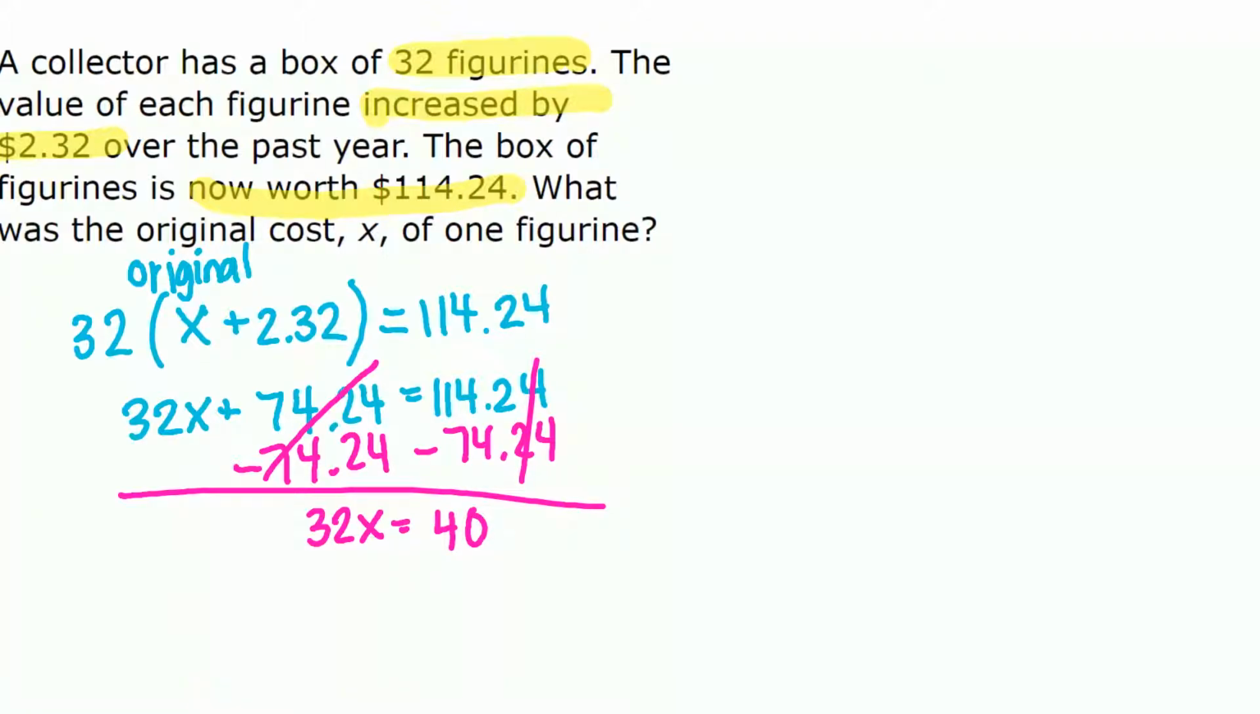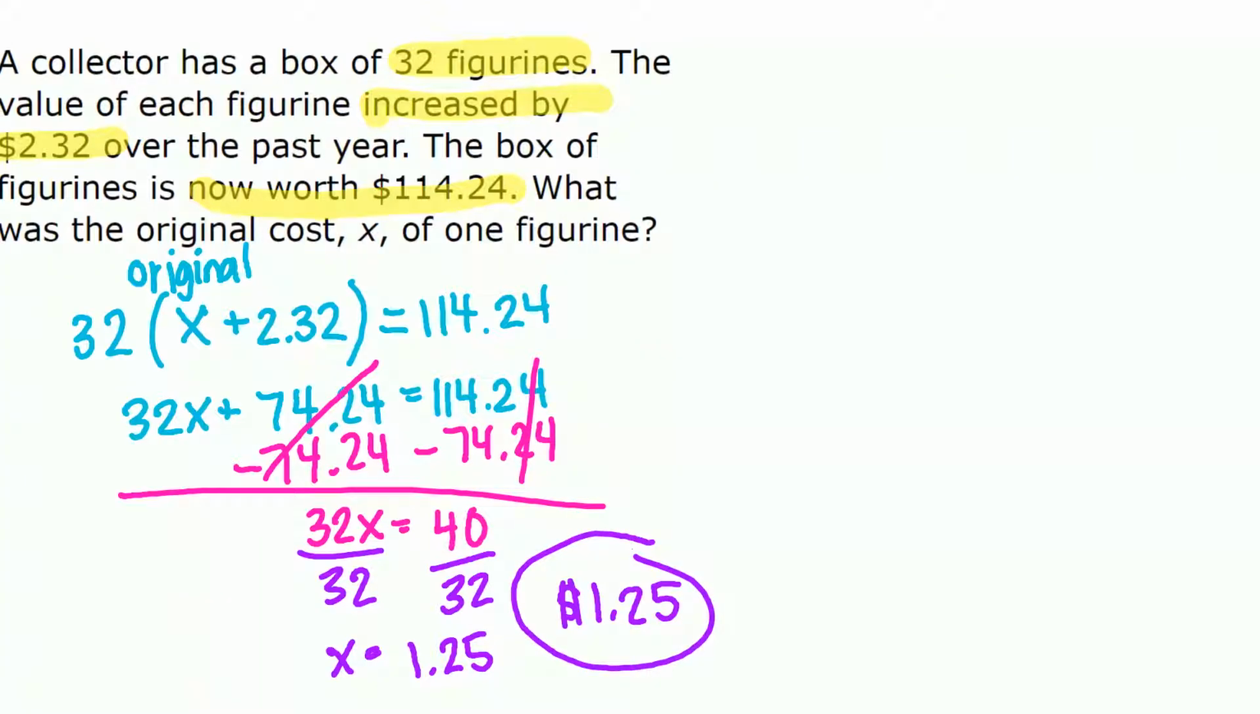And now we can divide by 32. I am once again using my calculator. 40 divided by 32 is $1.25. And in terms of our word problem, we should probably put a dollar sign there. So the cost is $1.25.